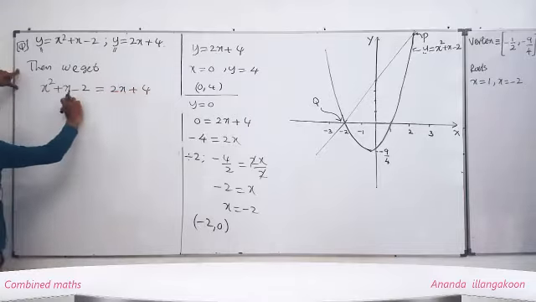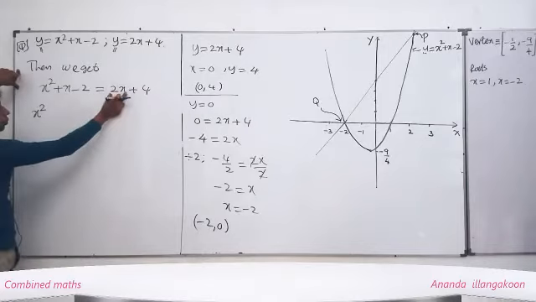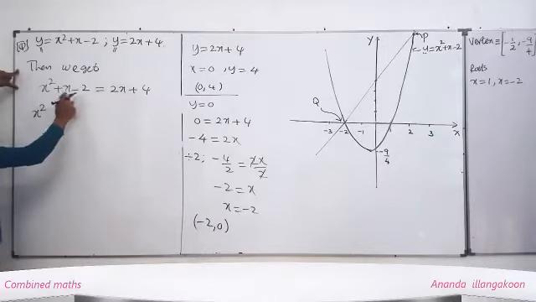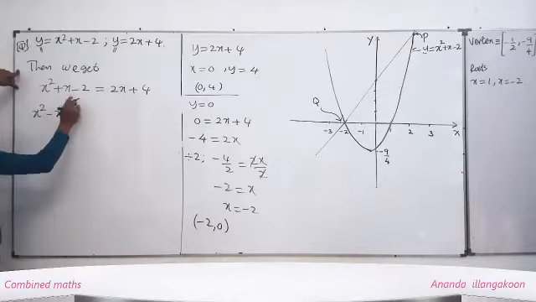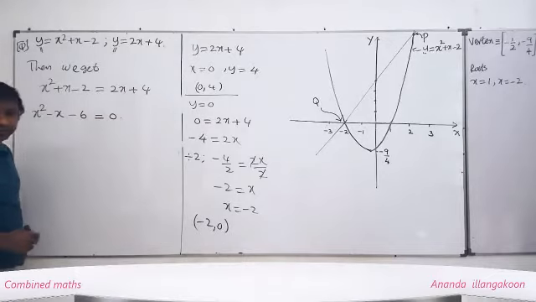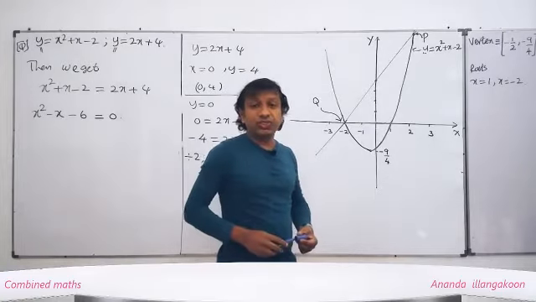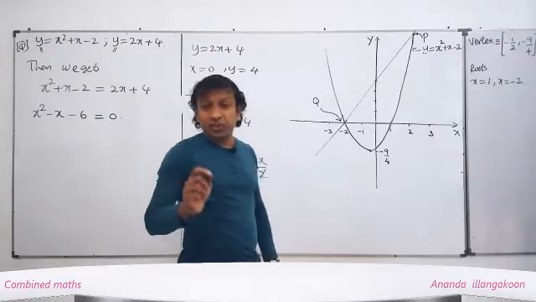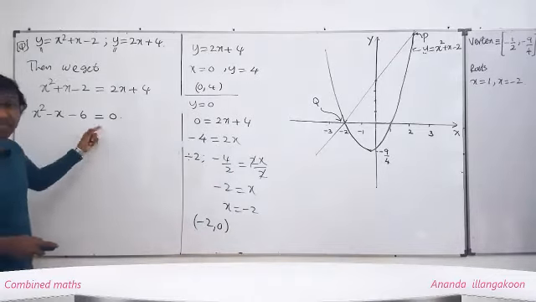Bring the 4 to this side, x squared. Once we bring this 2x to this side, we get minus 2x. x minus 2x is minus x. Take this 4 over, we get minus 4, and minus 2 minus 4 is minus 6 coming. People, now we have 0 on the right hand side. See people, when we solve these two equations, what did we get? A quadratic equation in x.